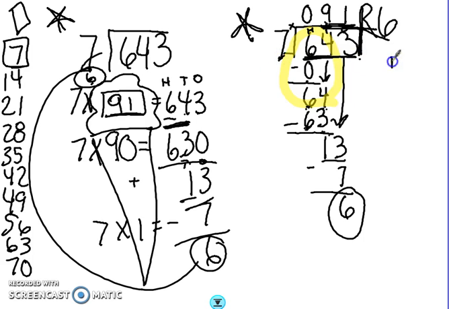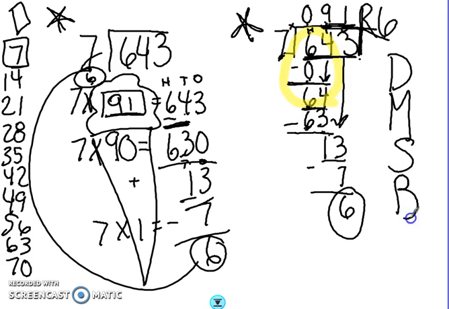So we divide first, 6 divided by 7. Then we multiply, 7 times 0 is 0. Then we subtract right here. And then the next step is we bring down the number. So you literally just go divide, multiply, subtract, bring down. Divide, multiply, subtract, bring down, until there's no other numbers to bring down. And if you can see the connection between these two, then that's totally fine.